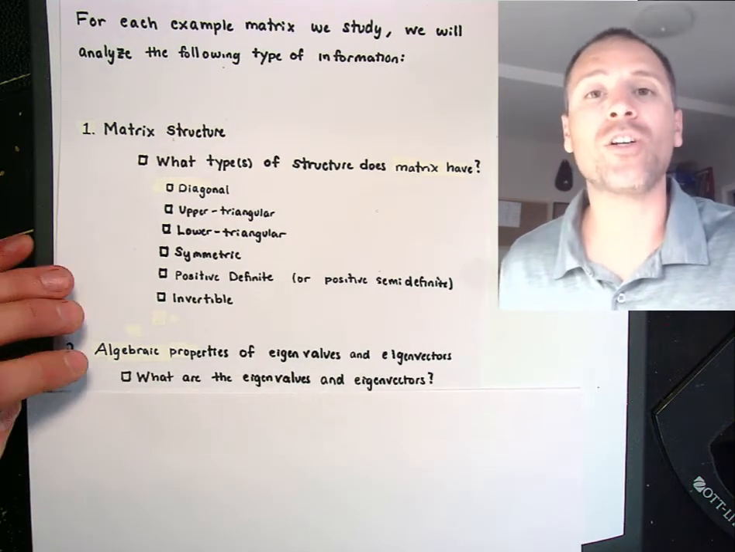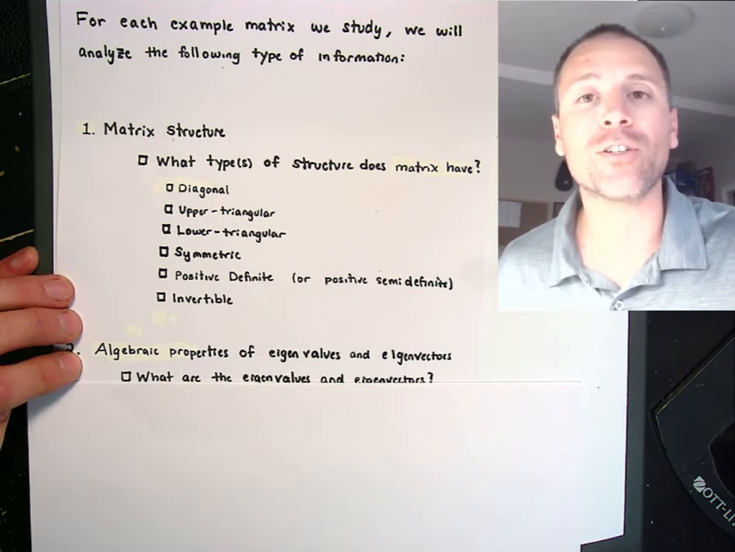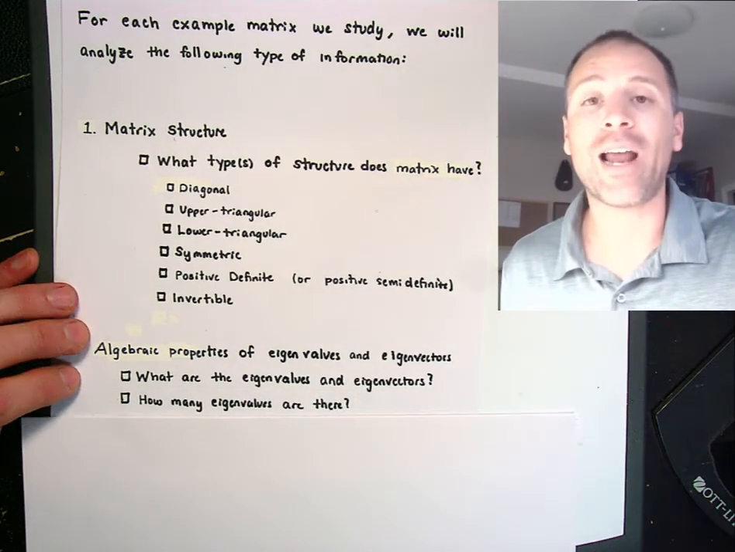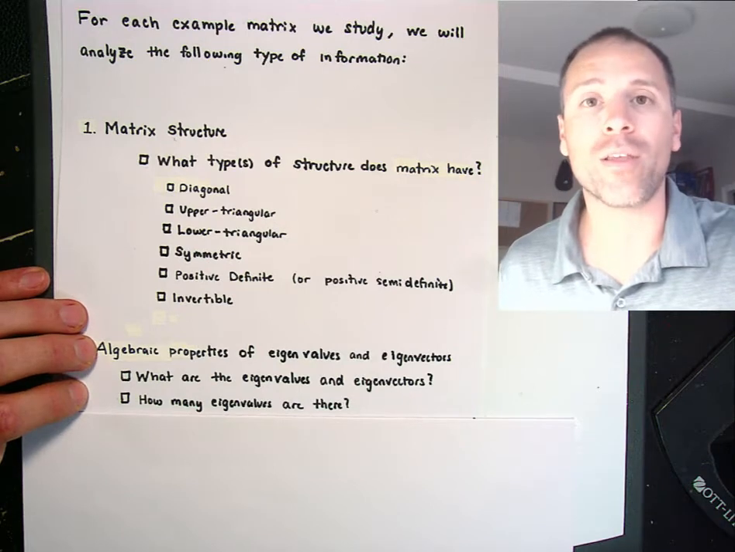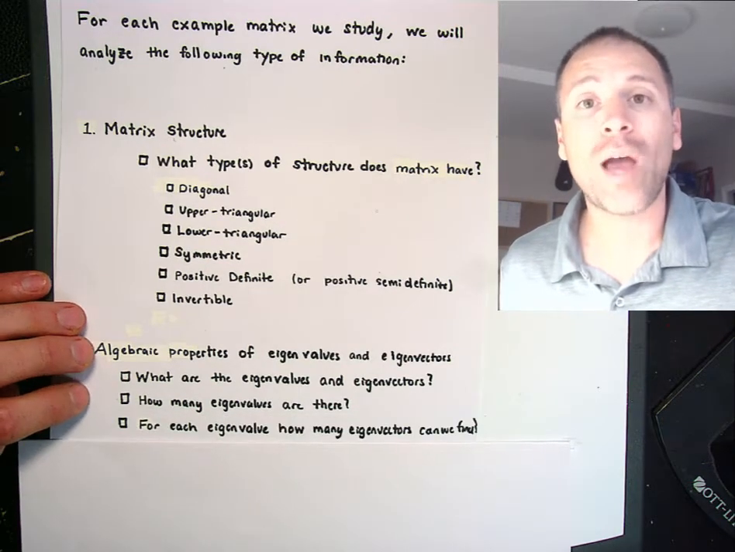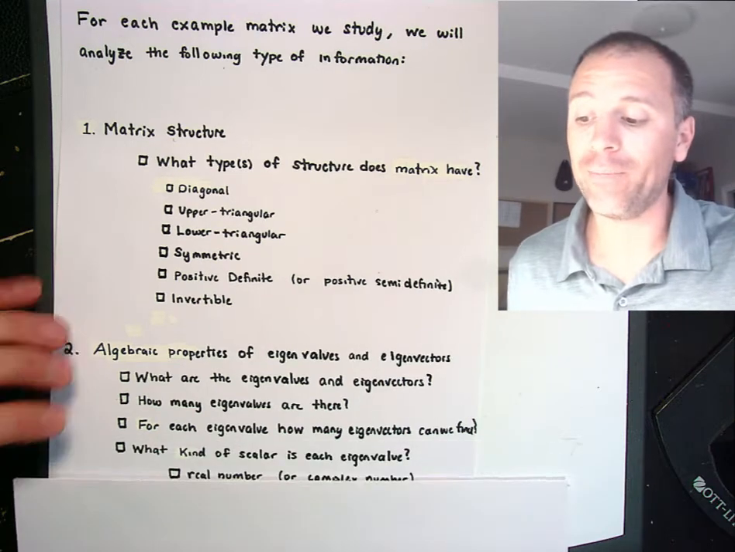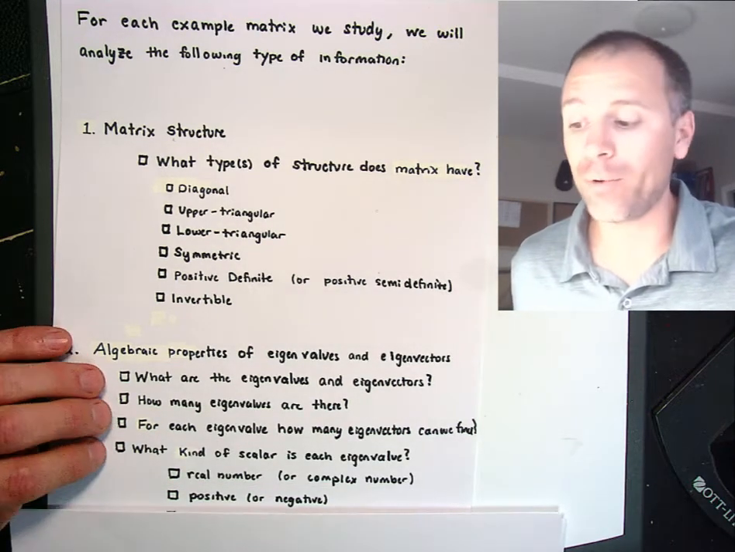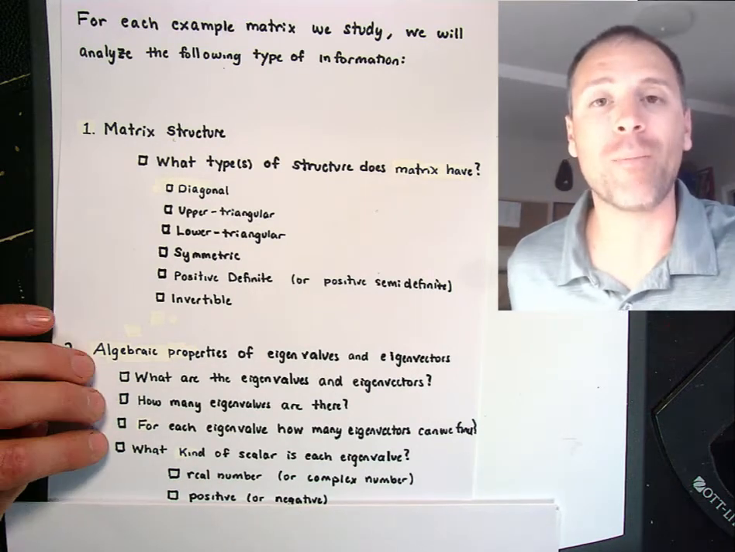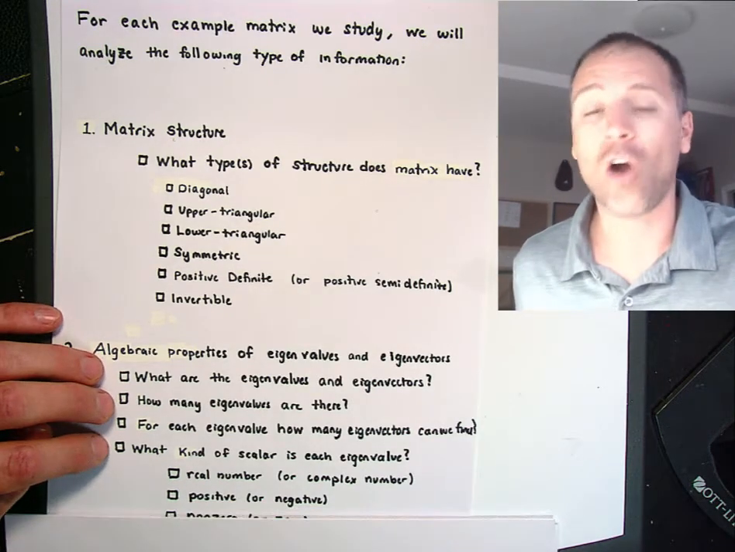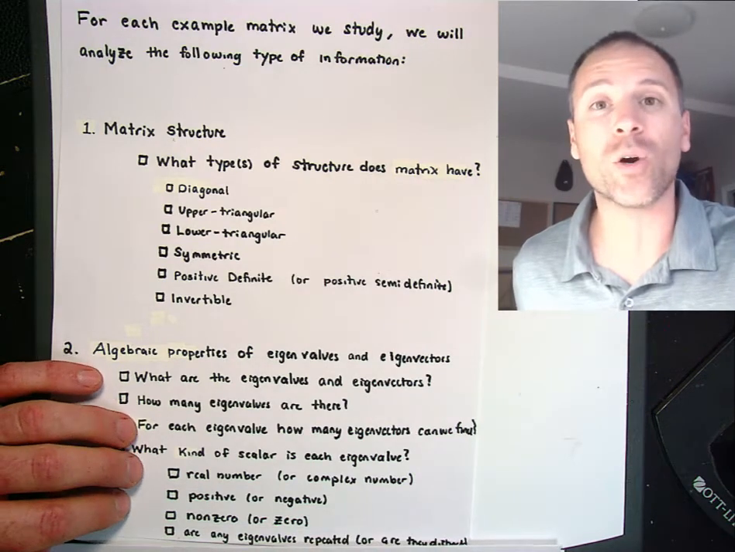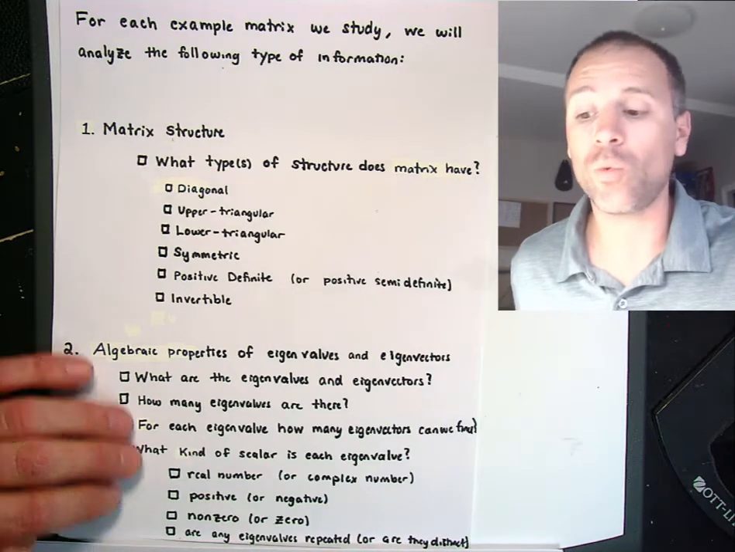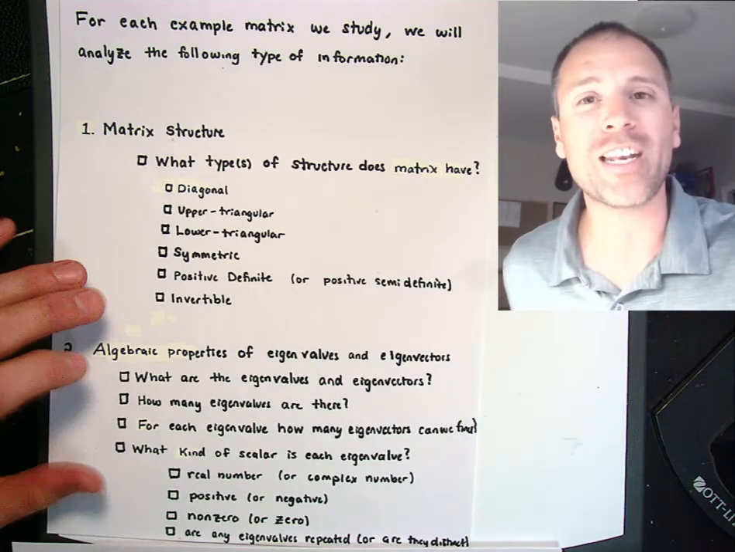We start with the question, what are the eigenvalues and eigenvectors of the matrix that we're looking at, which means we actually have to calculate it. Next, we want to ask how many eigenvalues are there. For each eigenvalue, how many eigenvectors can we find? And then what type of scalars are each eigenvalues? Are they real numbers, or actually they can be complex even for real matrices? Are they positive or negative? Are they zero or non-zero? Are any of the eigenvalues repeated in our analysis? We'll go much further into this, but remember, we're just getting a general overview.